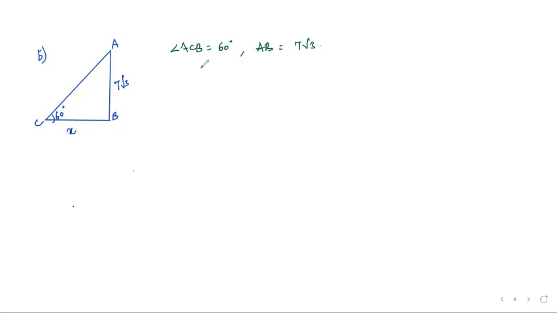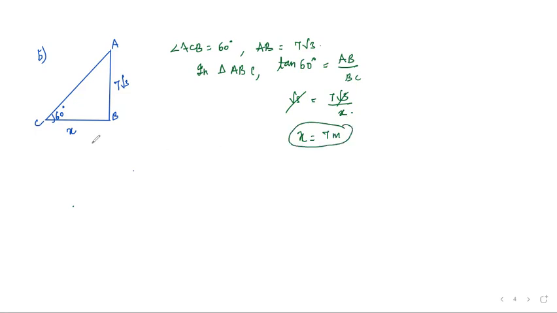Now again we can consider tan theta. So in triangle ABC, this time tan 60 is equal to AB by BC. Tan 60 is √3, so 7√3 by BC, which is x. Can we cancel √3, √3? Yes. Now x will be transposed. So x is equal to 7 meters. So this is the length of the shadow.